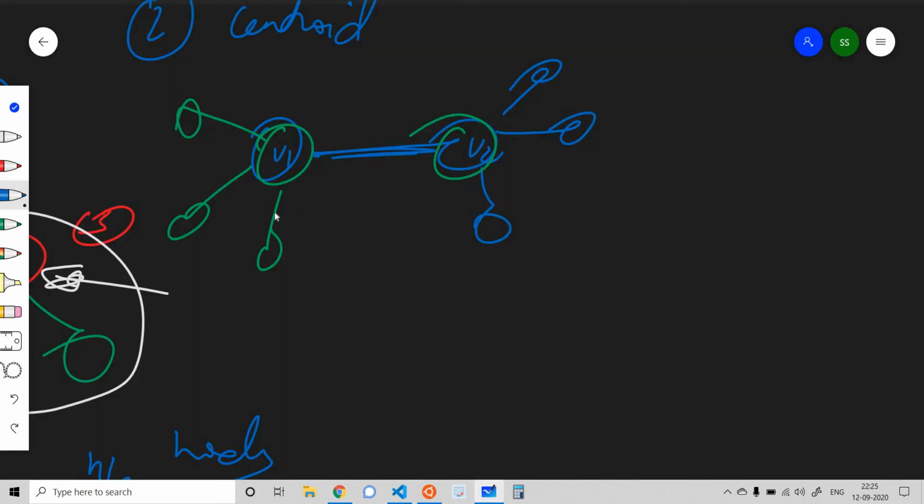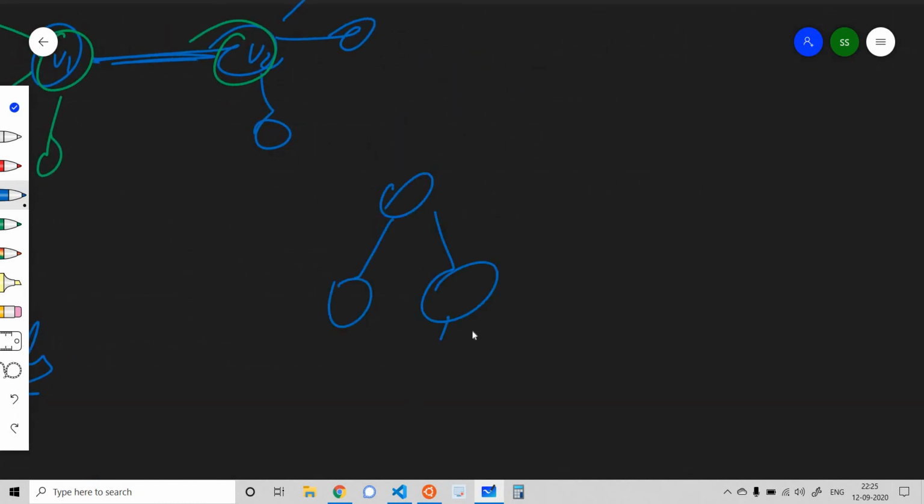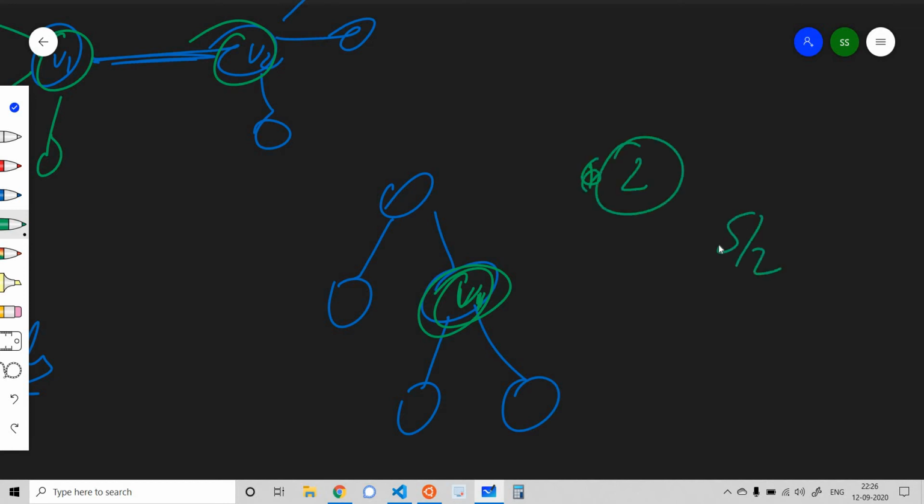And suppose we are only having one centroid in our tree. I think this was the example where this node here is our centroid and it is a unique one. If we delete this node, the maximum number of nodes we would be having in any component is equal to 2, and it is less than or equal to 5 by 2. Otherwise it will be greater than n by 2.